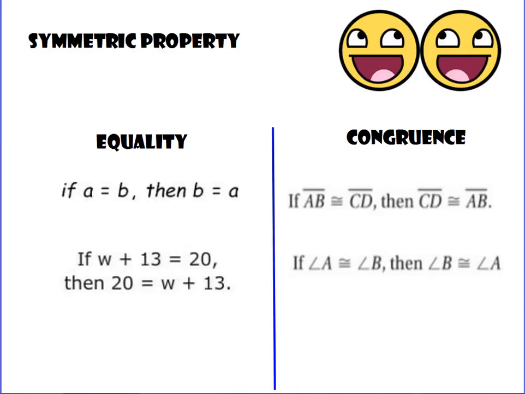Next one, symmetric property. This is a little bit different. It's like an if-then statement. It's two separate pieces, and then you can switch those pieces around. For example, if A equals B, then B equals A. If W plus 13 equals 20, then 20 equals W plus 13. That's the symmetric property. For congruence, same thing: if AB is congruent to CD, then CD is congruent to AB. If A is congruent to B, then B is congruent to A. You're switching those around. They're switching places. Make sure you're writing that down.